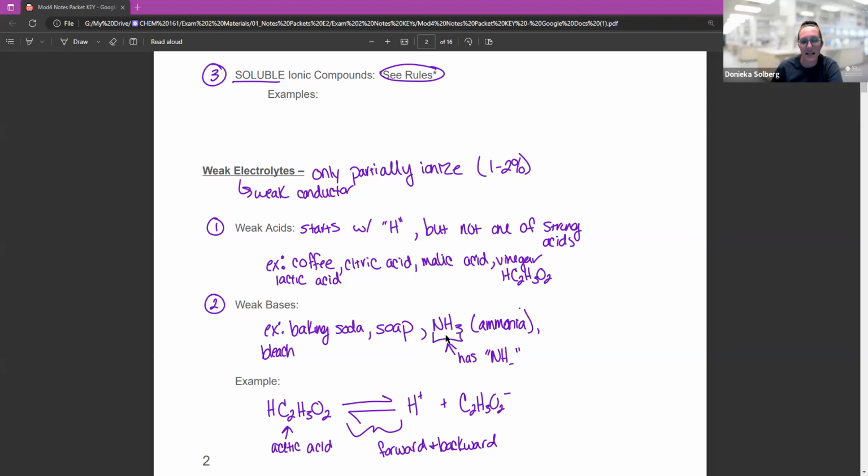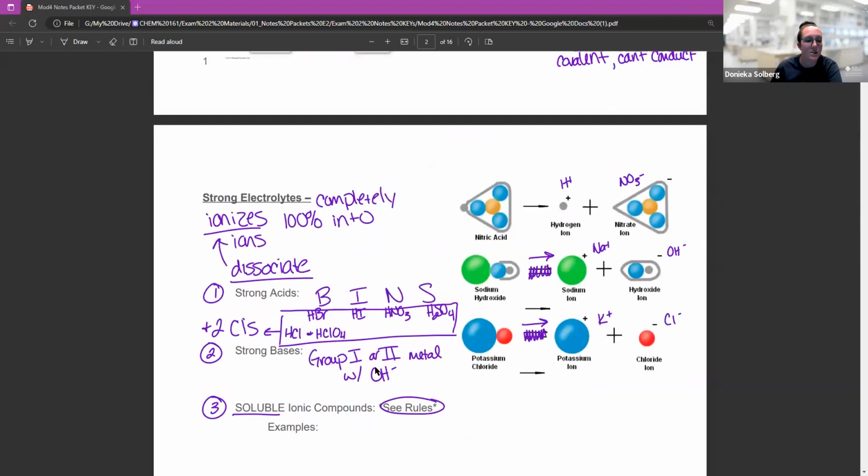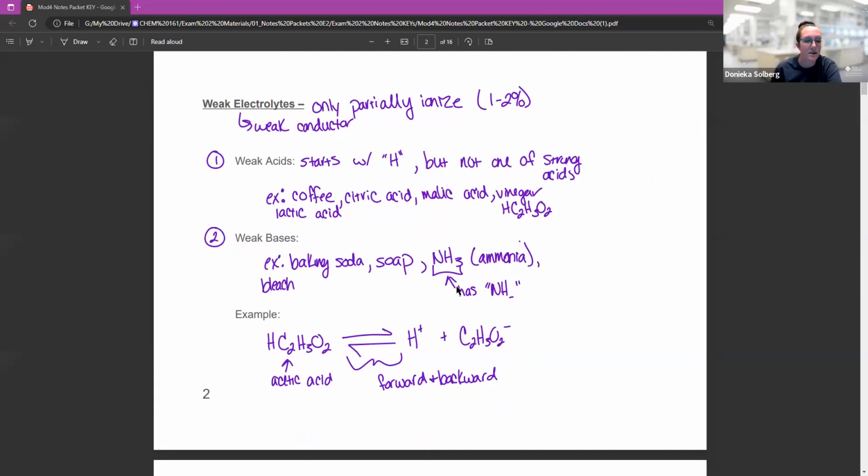So anytime you're going to see like a nitrogen type compound, if it's got nitrogen and hydrogen, probably a weak base. Okay, hydroxides are going to be strong. Things with nitrogen are going to be weak. Baking soda is a weak base. Soap is a weak base.